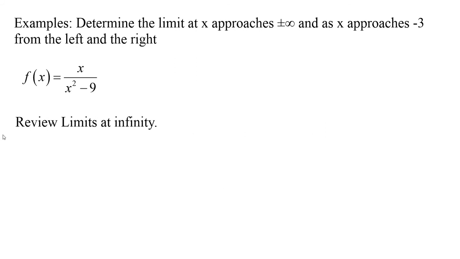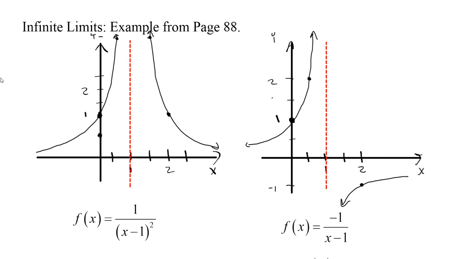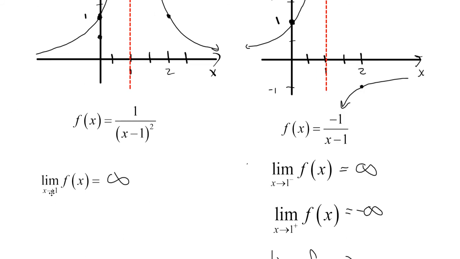And so some quick examples. We have to determine the limit as x approaches positive infinity and negative infinity, and as x approaches 3 from both the left and the right. So here I want to take a moment, because as x approaches positive and negative infinity, we're reviewing limits at infinity. And this we did in pre-calculus, and there were three rules when you let something go to infinity. So this is a little bit different. Here we had a limit whose result was infinity.